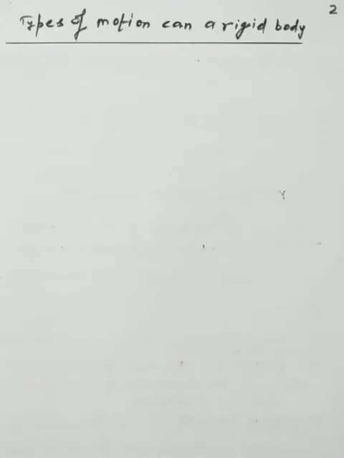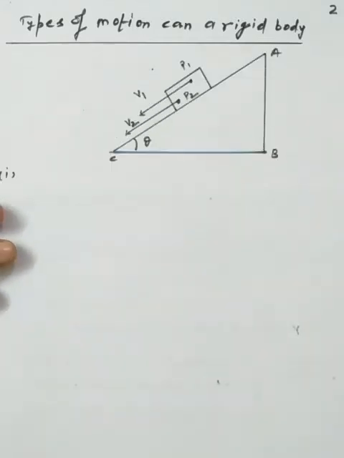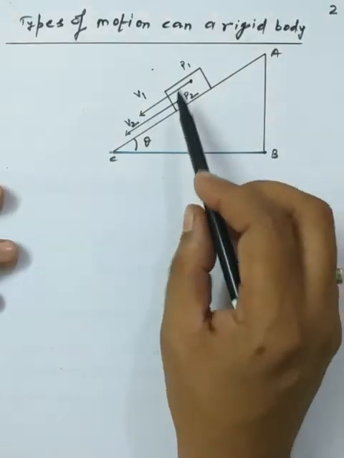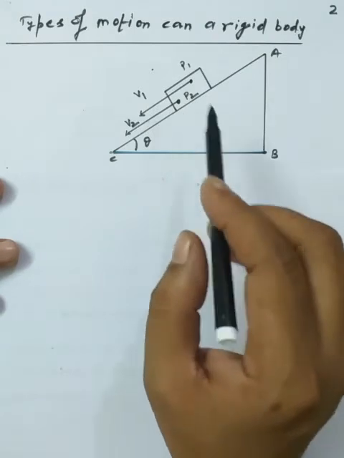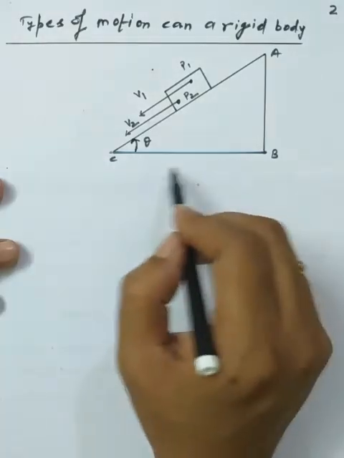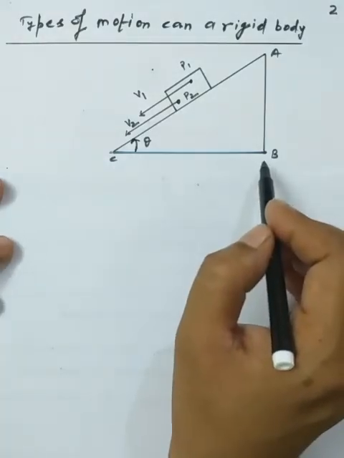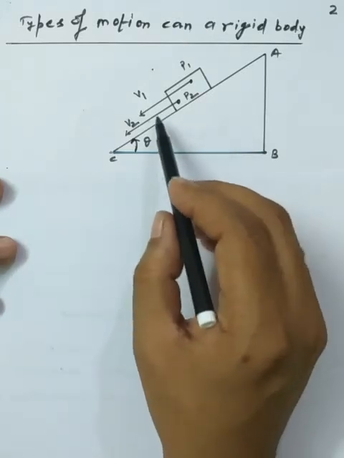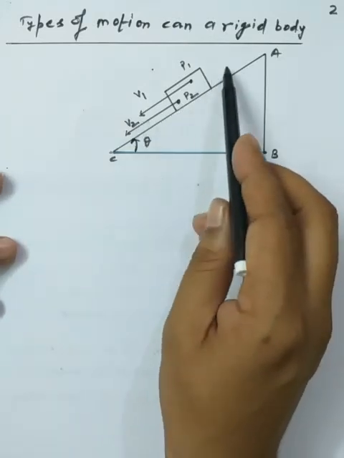As we are imagining a rigid body, what types of motion can a rigid body have? We are going to discuss all the types of motion of a rigid body one by one. First I have taken the rigid body on an inclined plane, and the body is sliding down. This is a rectangular box on an inclined plane AC, which makes the angle theta with the surface CB.